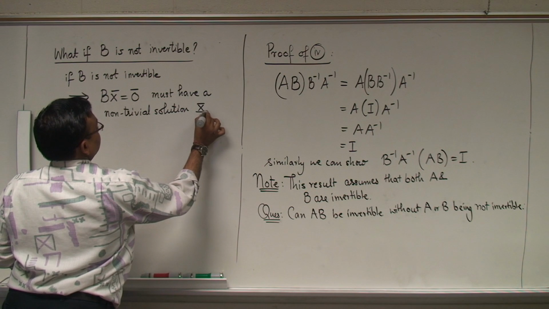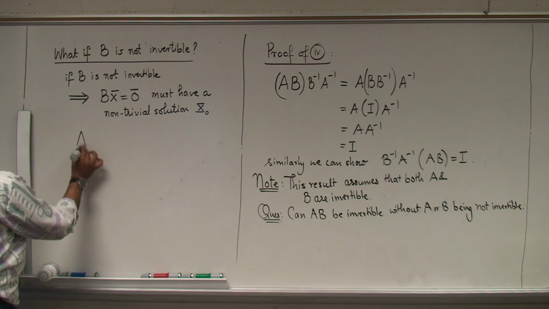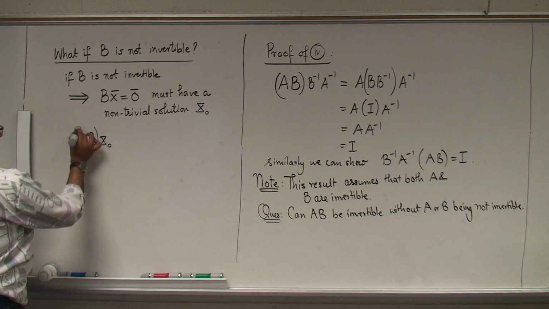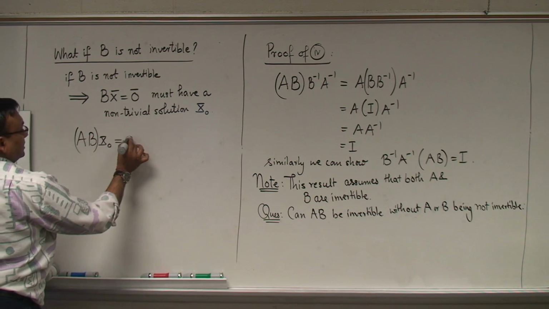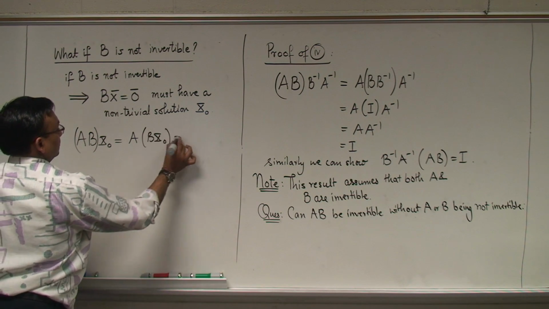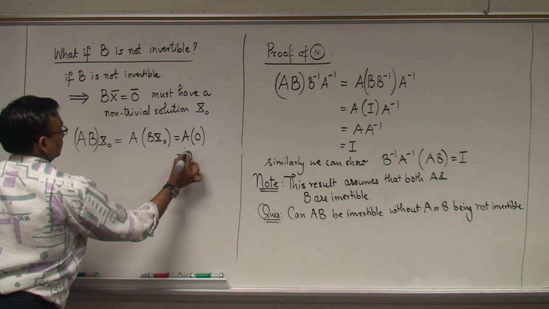Let's call it x0. That means, apart from the zero solution, it must have a non-zero solution. But then, if you look at AB times x0, would you agree? This can be thought of as A times Bx0, which is A times 0, which is 0.